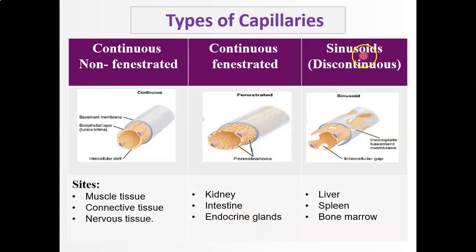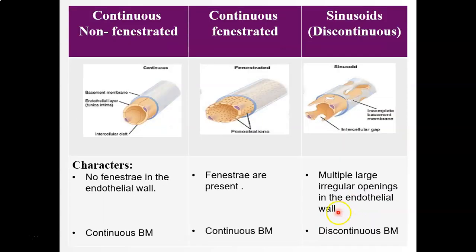The last type is the sinusoidal capillary, or sinusoids. The basement membrane here is discontinuous, and the endothelial cells also contain irregular pores, irregular gaps. This type of capillary is present in the liver, spleen, and bone marrow.